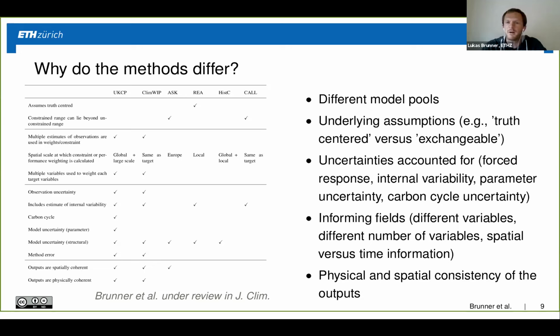And then there are some other things which are more fundamental to the methods themselves. That is, for example, the underlying assumptions that the methods make, or also what lines of evidence the methods draw on. So I've called this informing fields here. So a method might use only a single variable and might use spatial information of this variable to inform the constraining. And another method might use a whole range of different variables and might use time series information. So these are quite different kinds of lines of evidence. So maybe not even surprising that the methods differ in certain regions.